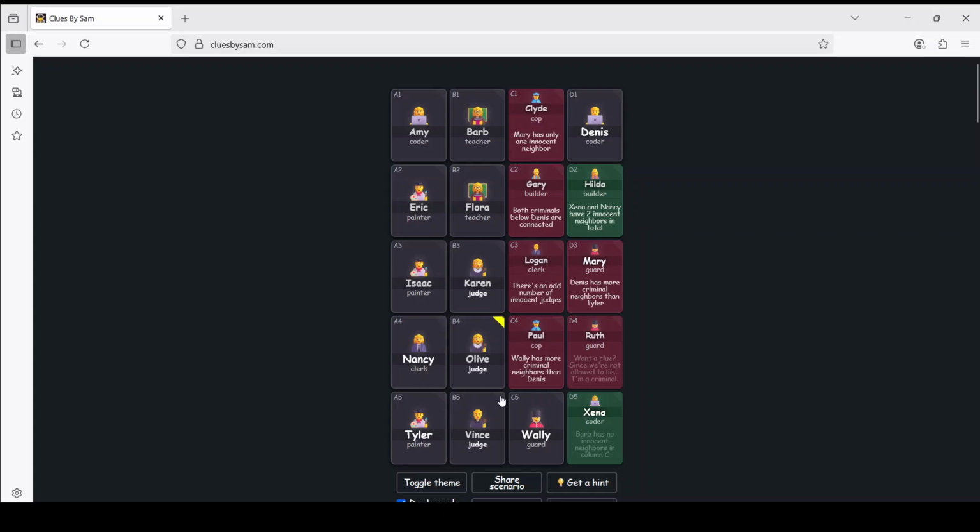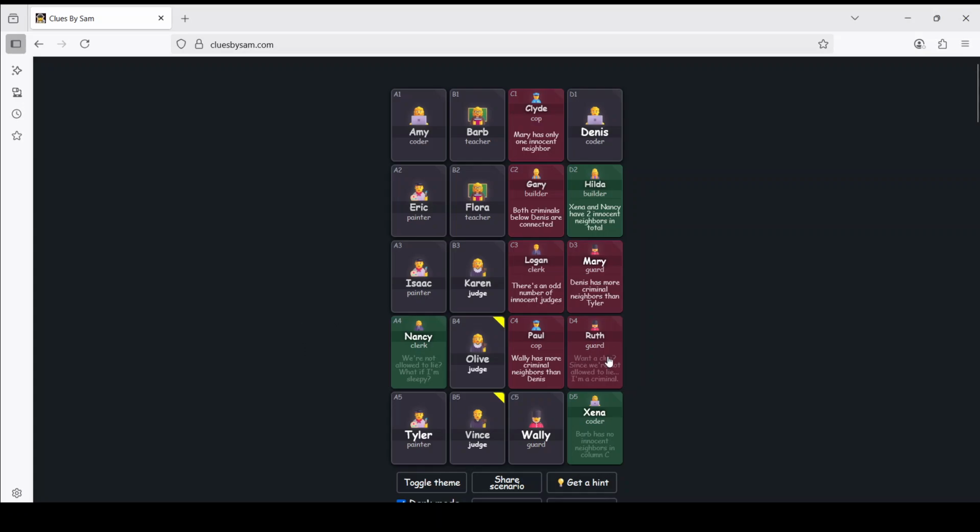So Olive or Vince, one of them is innocent and one of them is guilty, so that Wally can have 3 criminal neighbors, which is 1 more than Dennis. And then if Dennis has more criminal neighbors than Tyler, let's see, either Olive or Vince is 1 criminal neighbor. But since Dennis has 2, Nancy does have to be innocent. Nancy does not have a new clue for us.